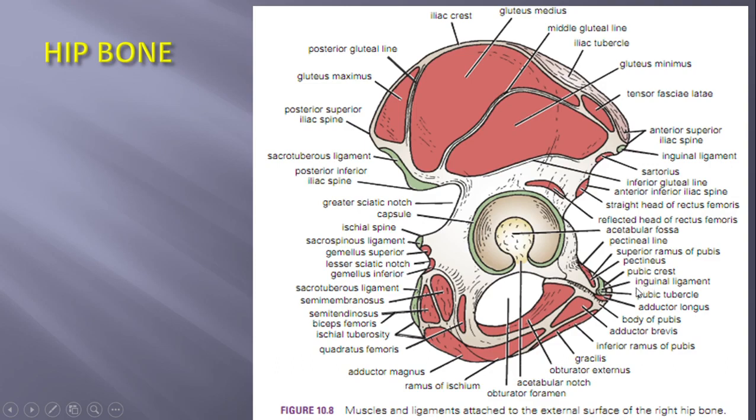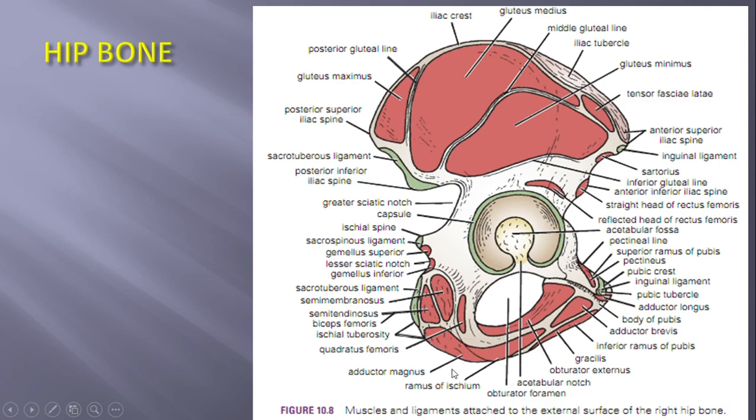Now from the body of the pubis and inferior ramus, there is an attachment of muscles of the medial compartment of the thigh, which are adductor longus, adductor brevis, adductor magnus, and gracilis. You can also see that part of the adductor magnus is extending up to the ischial tuberosity. So adductor magnus is partly in the medial compartment and partly in the posterior compartment of the thigh.